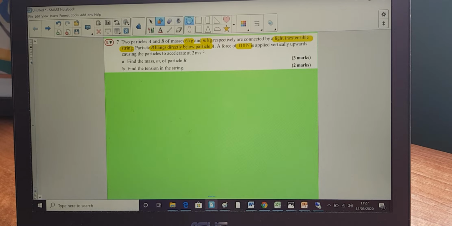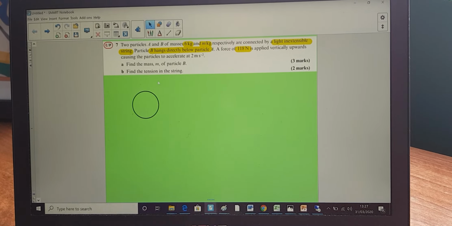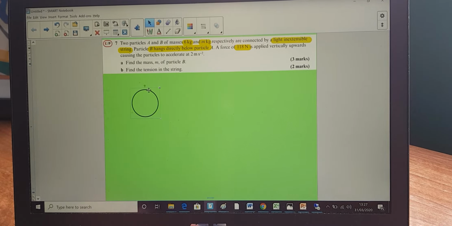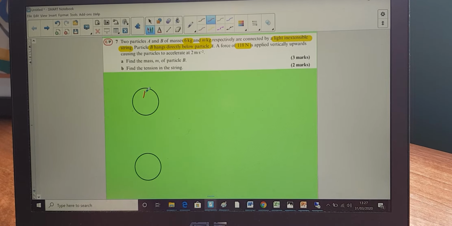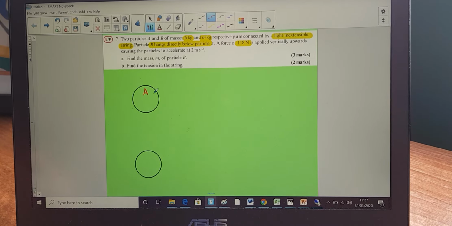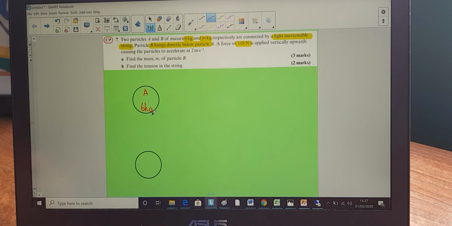So the first thing I'm going to do is draw a diagram. All great questions, all great answers start with a great diagram. So let's draw this one here. I have this particle and this particle. Let's call this one particle A, and we're told that it has a mass of 6 kilograms, so let's write that on. Then I know that there is particle B, which has a mass of m kilograms.